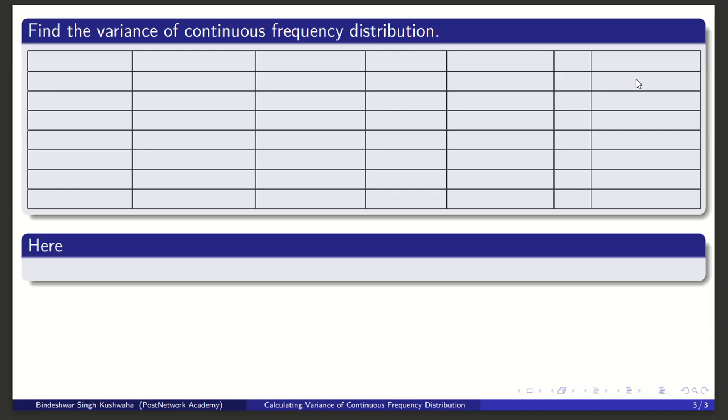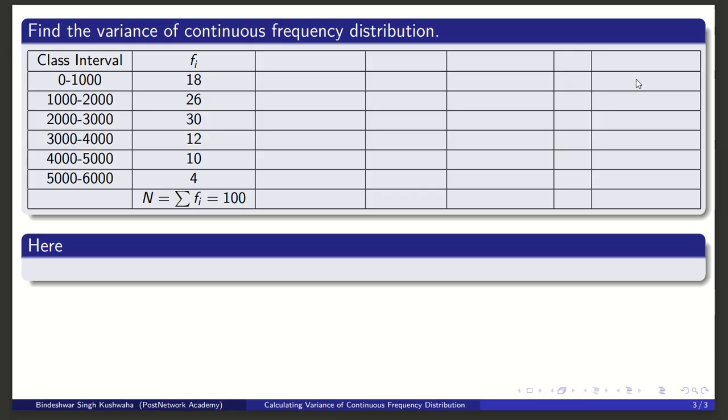So what is variance? Variance is a measure of the dispersion of data points in a dataset. By the end of this video, you will be able to confidently calculate variance for any continuous dataset you come across. So let's dive into an example. Here is a table with class intervals and frequencies. The first thing we need to calculate is the midpoint for each class interval.